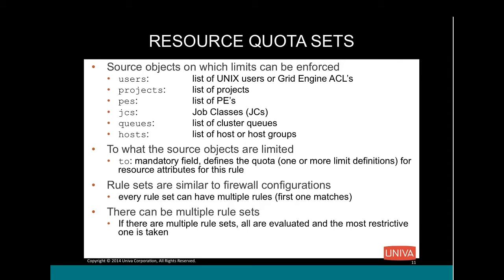And these rule sets work similar to firewall configuration rules, which means that you can have multiple rules within that single resource quota set, but the first one that matches is the one that triggers. And so, of course, it will ignore all the other ones below. Then, of course, you can have multiple resource quota sets. So I could have resource quota set A and resource quota set B, and within each one of those resource quota sets, they can have one or more rules. And in that situation, if there are multiple rule sets, all the rule sets are evaluated and the most restrictive one is taken. We'll see that a little more in the examples here.